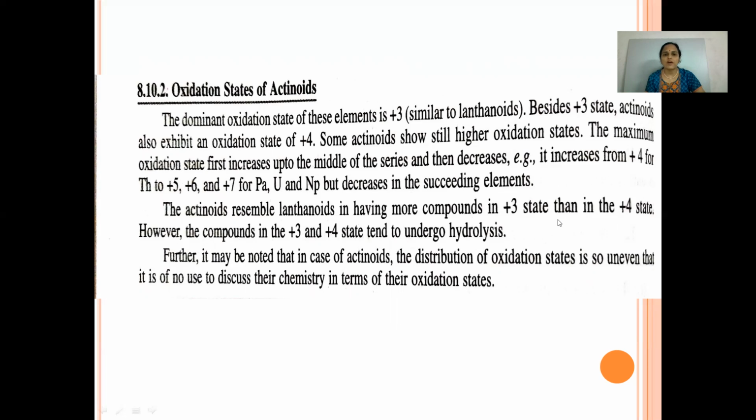However, the compounds in the +3 and +4 states tend to undergo hydrolysis. Further, it may be noted that in the case of actinoids, the distribution of oxidation states is so uneven that it is of no use to discuss their chemistry in terms of oxidation states.